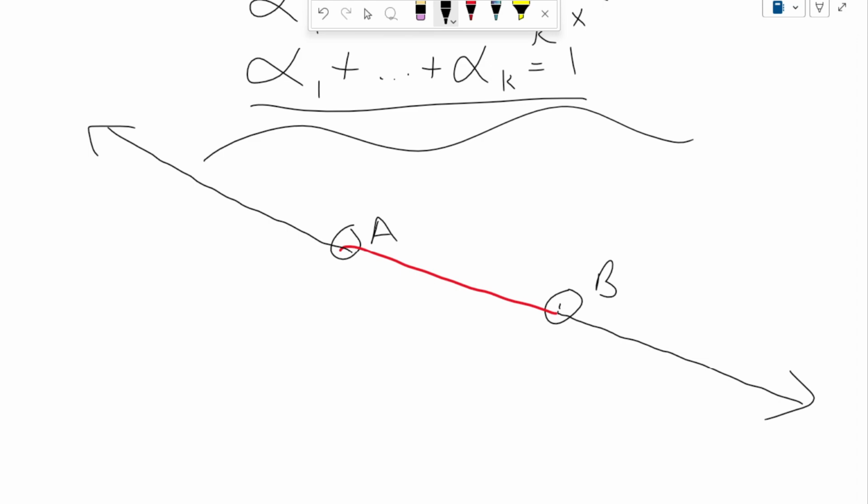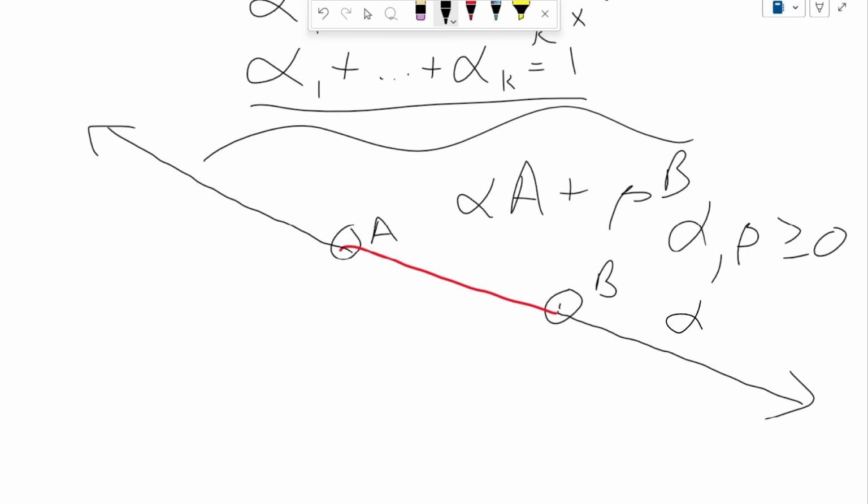The question in the chat is, is this how lerp was derived from representing a line from 2 points and using that to interpolate? Yes, basically. So one way of thinking about lerp is you've got alpha A plus beta B, right? And you require alpha and beta to be greater than or equal to 0, and you require alpha plus beta to equal 1.